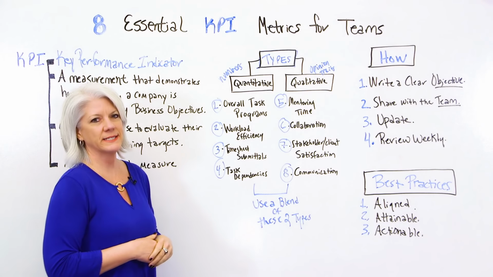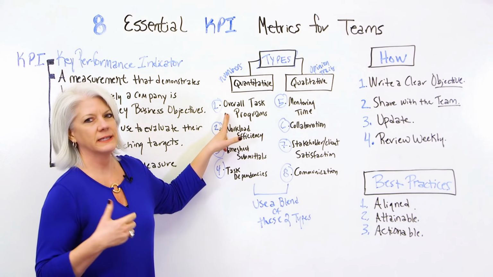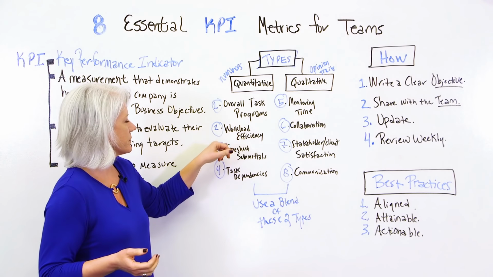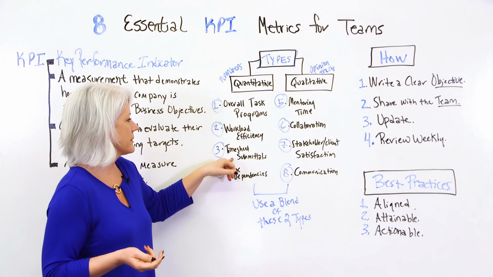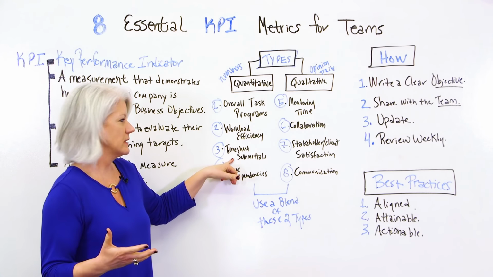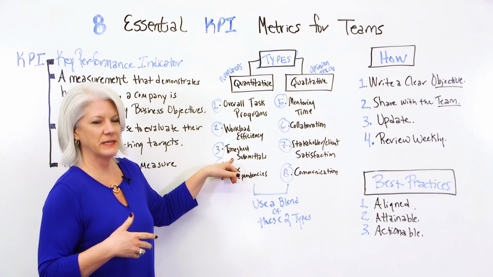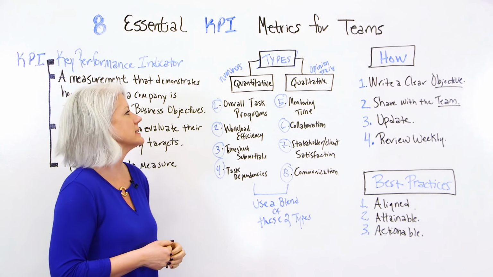So the 4 quantitative ones that we commonly look at are the overall task progress. We're also looking at the workload efficiency of the team, as well as timesheet submittals. How regular and how accurate are they at submitting their timesheets? And also looking at some of the task dependencies.